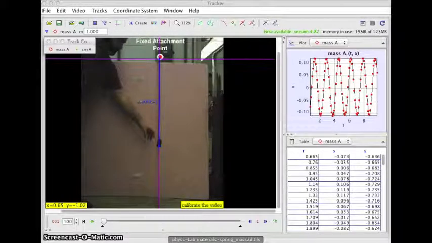To begin, I used Tracker to analyze the provided video clip. I set the origin of the coordinate system at the fixed attachment point with the axes oriented so that the spring hangs in the negative y direction. I then calibrated the axis length using the known length of 0.7 meters from the attachment point to the length of the spring with the mass. I tracked its position as it oscillated and moved in an arc.